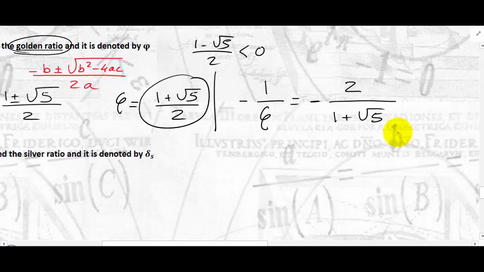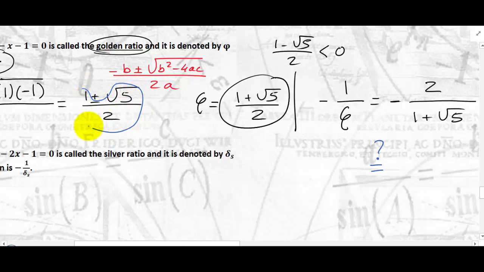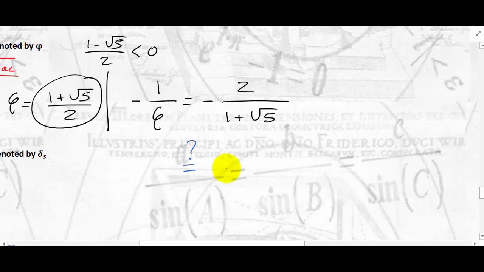So I'm asking you to show that negative 2 over 1 plus root 5 is actually the same thing, and I'm going to put a question mark because you have to show it. What's the other solution? It's 1 minus root 5 over 2, okay? So is it really the same? 1 minus root 5 over 2. Is it the same? Let's check it out.